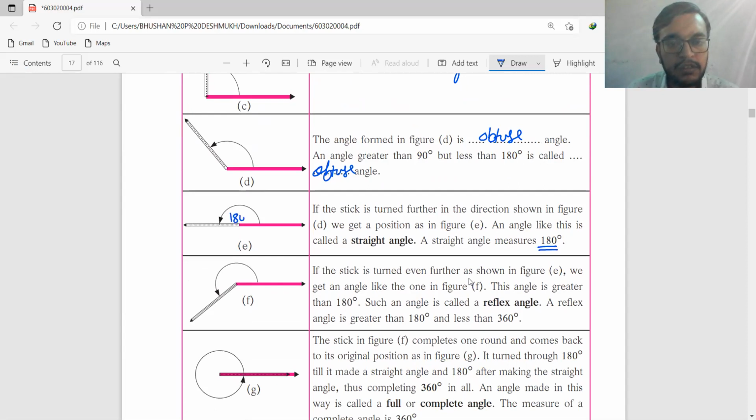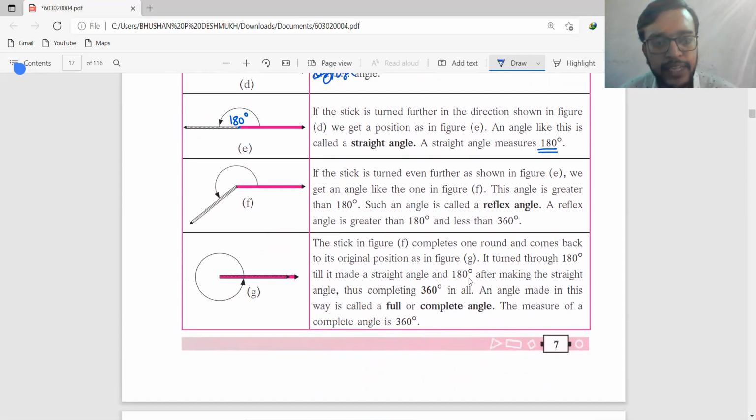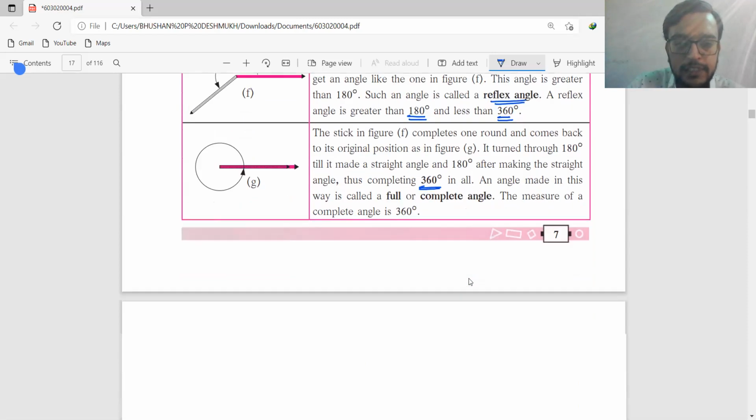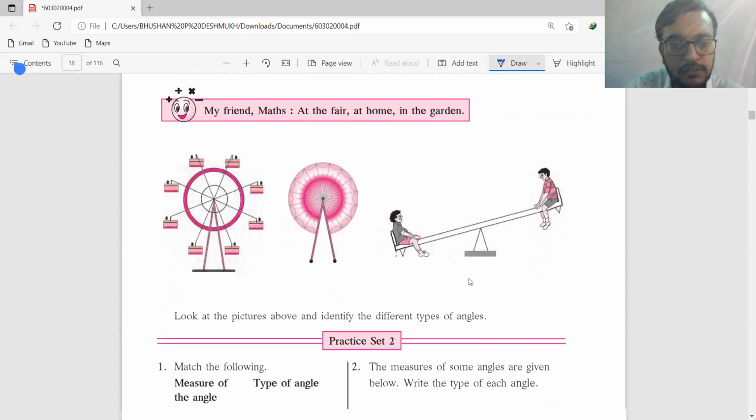Here 180 degree. These are opposite rays. One stick is completely opposite to the second stick. In a reflex angle, the measurement of the angle is greater than 180 degree and less than 360 degree. It's called a reflex angle, right? And in a complete angle, the measurement of the angle is 360 degree, right?